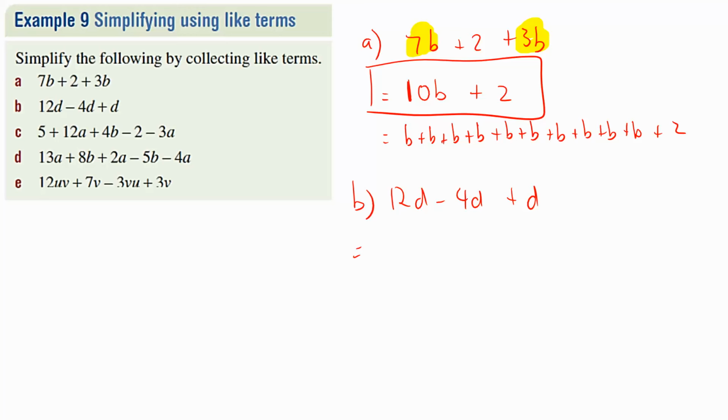Now I've got 12 groups of these, I've got 4 groups of these, and I've got 1 group of D. But what I'm really saying here is 12, take away the 4. Okay, because I'm losing 4. I said I've got 12 groups, I'm losing 4 of these groups, but then I'm adding another group. So how many in total do I have? 9. 12 take away 4, which is 8. So I've got 8 of these D's, but then I go, all right, 8D plus D, that gives me a total of 9 D's.